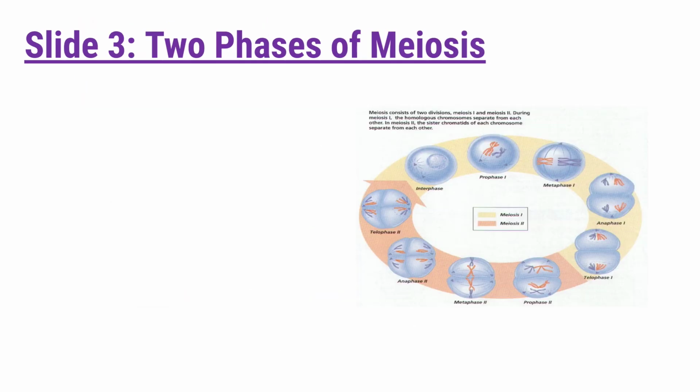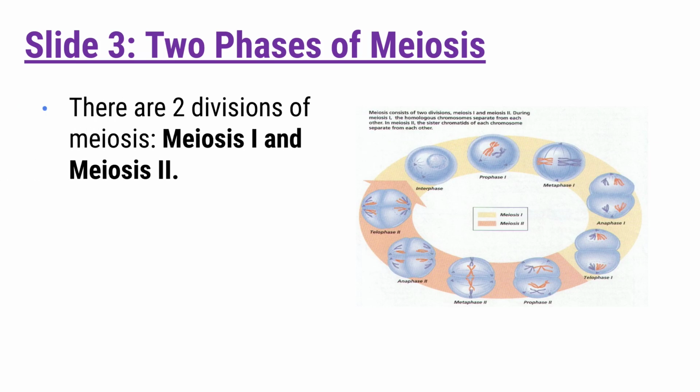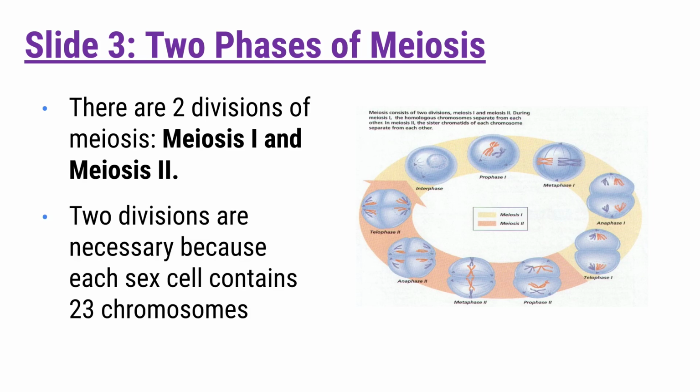And so when we're looking at meiosis, going back to mitosis, that was just one phase. So we started with interphase, went through our PMAT, which was prophase, metaphase, anaphase, and then telophase, and then cytokinesis, and then it was done. But meiosis, on the other hand, is going to go through basically all of that twice. So there are two divisions of meiosis, so it's meiosis 1 and meiosis 2. So two divisions are necessary because each sex cell contains only 23 chromosomes.